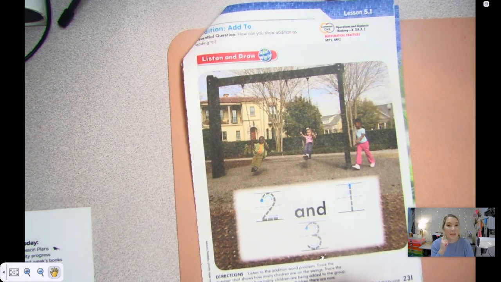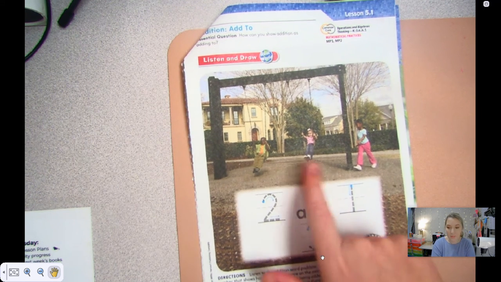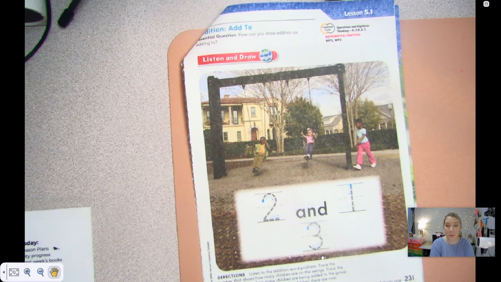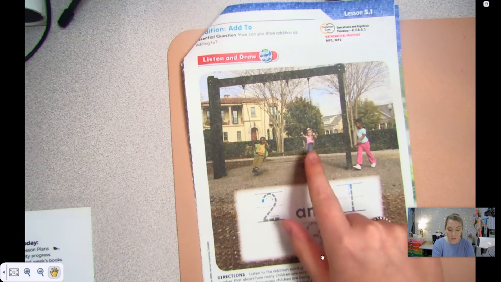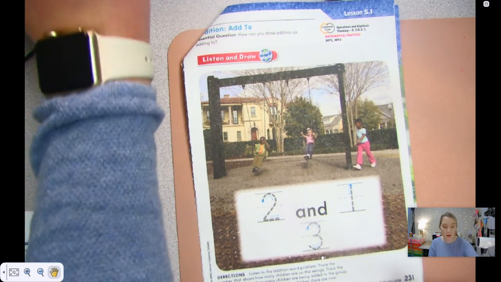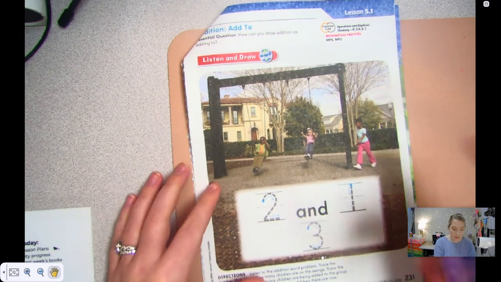So I want you to listen to this addition word problem, okay? Trace the number that shows how many children are on the swings. So look at the picture here. How many children are on the swings? There are 2. 1, 2 children on the swing. So we are going to trace the number 2.